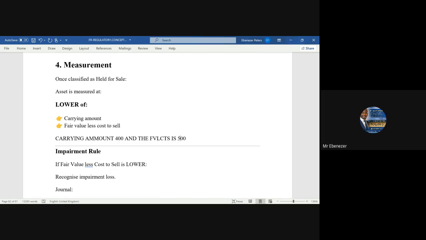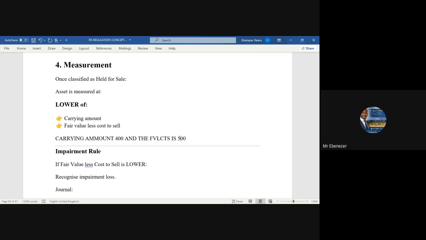What will be the value to be measured? What will be the value that will measure the asset held for sale? It should be the carrying amount. Yes, it will be the carrying amount. So if the carrying amount is 400 and the fair value less cost to sell is 500, it means that the value that we have currently in our books is 400, but in the market they are selling for 500. So there will be buyers to quickly and easily buy the item.